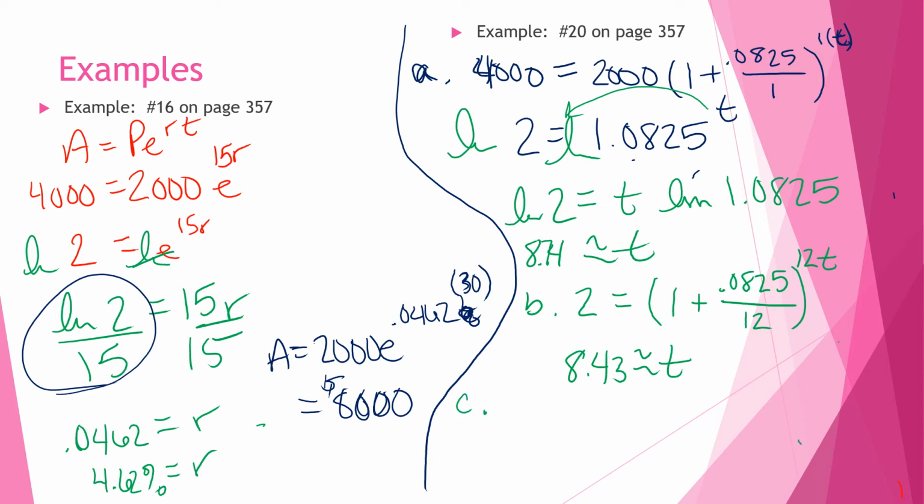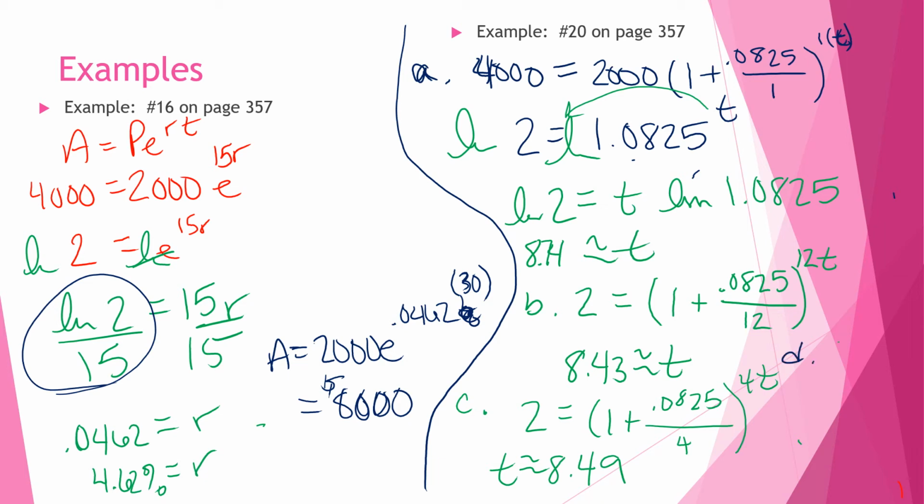Okay, C is the exact same thing except this time it's quarterly. So our setup is going to be very similar, except for quarterly, we're going to use 4. And again, that would be to the 4t. Solving that, you're going to get about 8.49. Alrighty, and then the last question, part D that's on there, is going to be very similar.